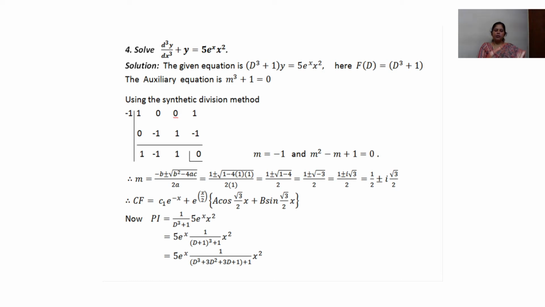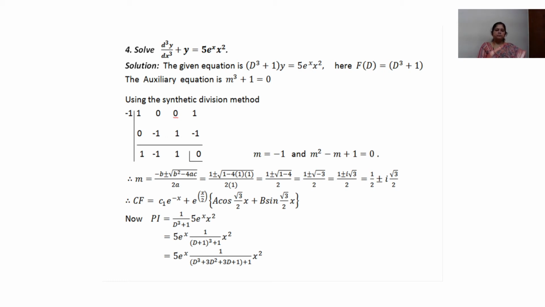Here f of D is equal to D cube plus 1. Then the auxiliary equation is m cube plus 1 is equal to 0. Now using synthetic division we can simplify and get the root for m cube plus 1 is equal to 0. In synthetic division, the first row has the coefficients of m cube, m square, m and the constant. Here the m cube term is there, m square is not there, m is not there. That's why we take the m square coefficient as 0 and the m coefficient as 0. So we got the first row values 1, 0, 0, 1.